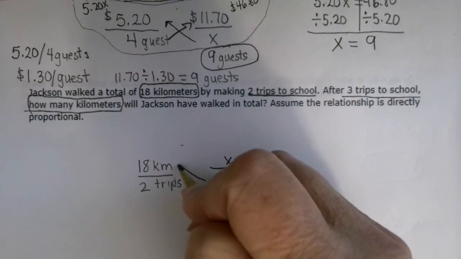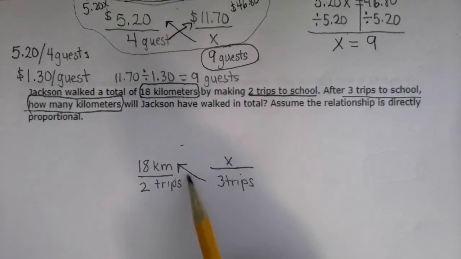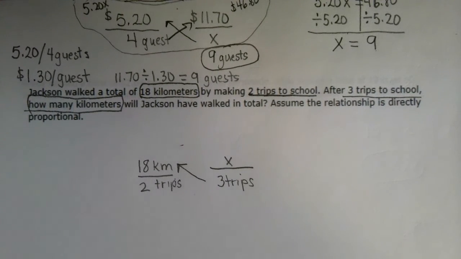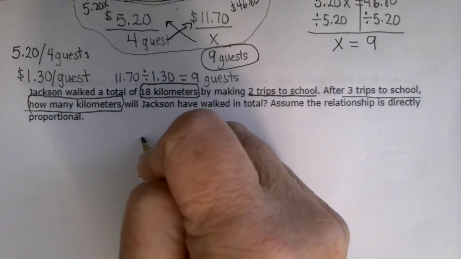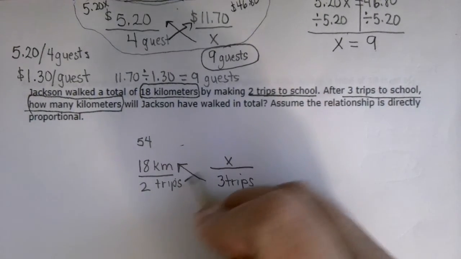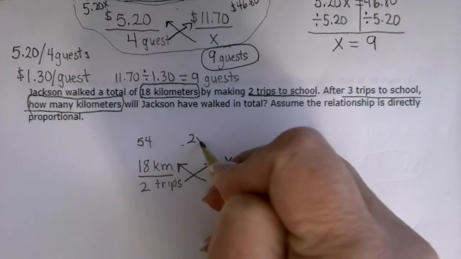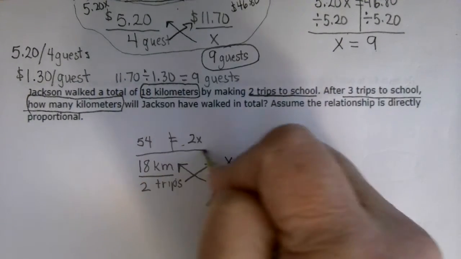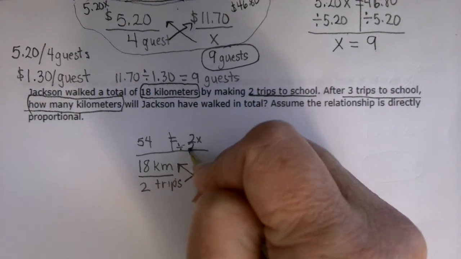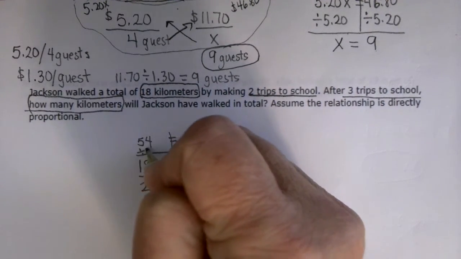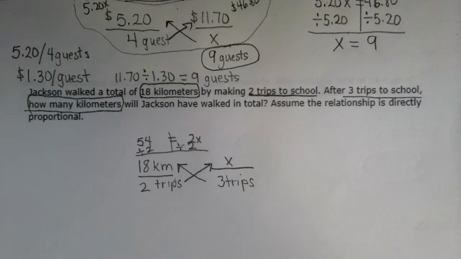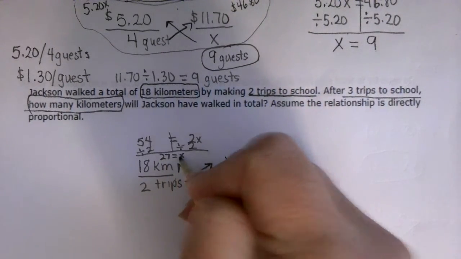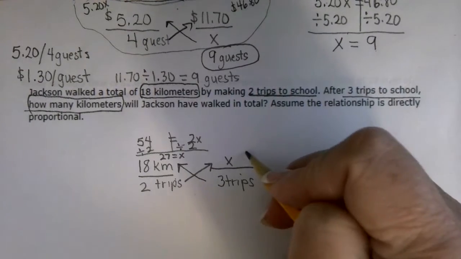Then I can cross multiply, and I can do 3 times 18, which is 54. And then 2 times x is 2x. Those two things have to be equal. So I divide both sides by 2 because I'm trying to get x alone. 54 divided by 2 is 27. And that equals my kilometers.